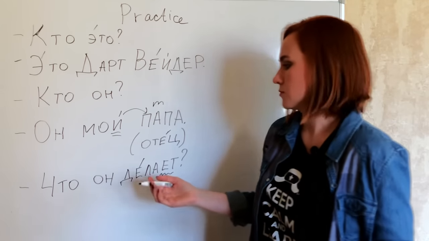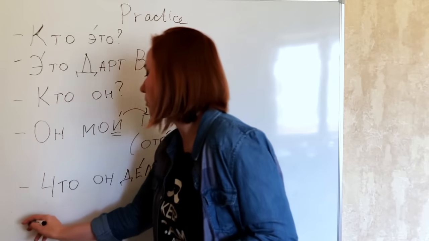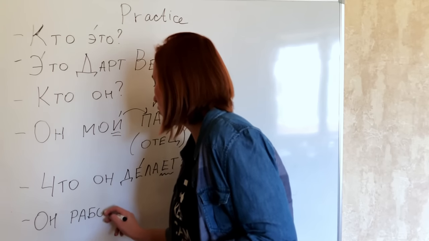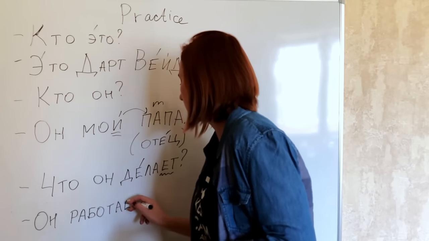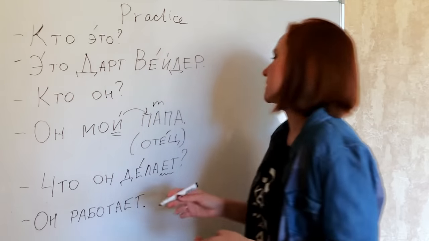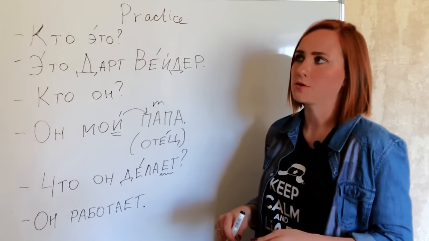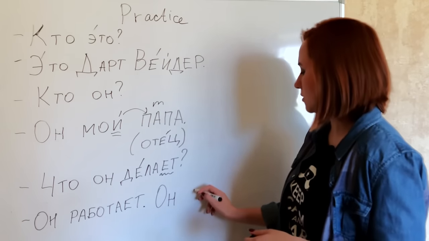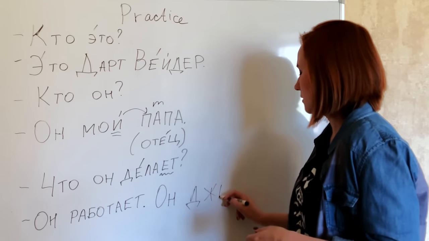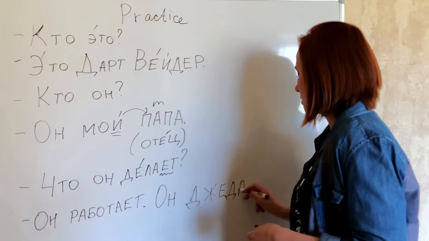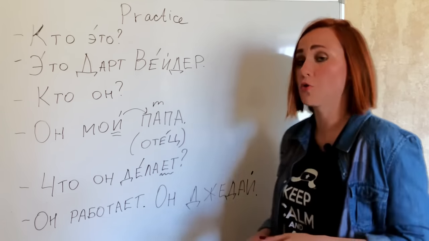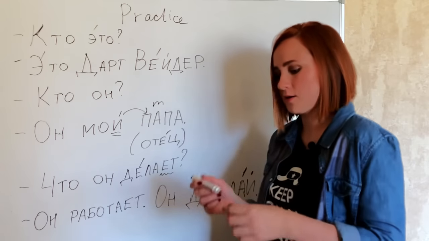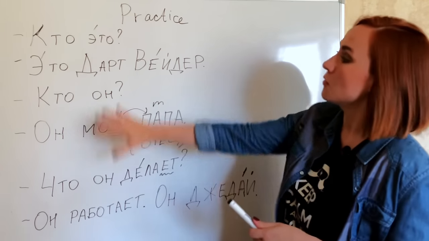And we say, he works. Он работает. Let's say he's a Jedi. Well, he's not, but I just like the word. Who cares? He used to be a Jedi. So, он джедай. This is his job. 9-to-5 job. By the way, pay attention to the stress here. Джедай. It's not Jedi, like in English. It's джедай.